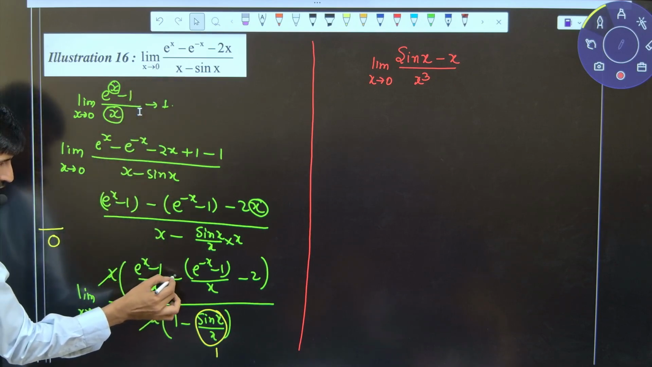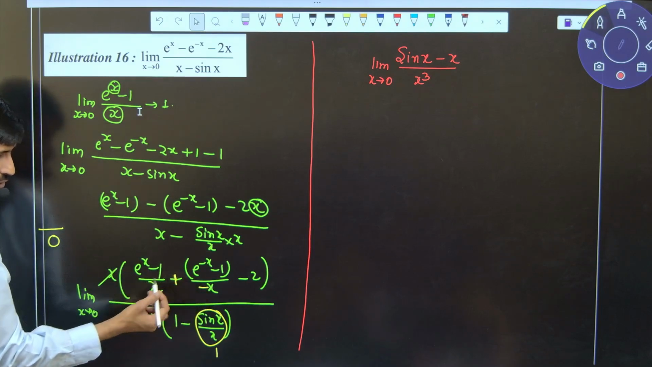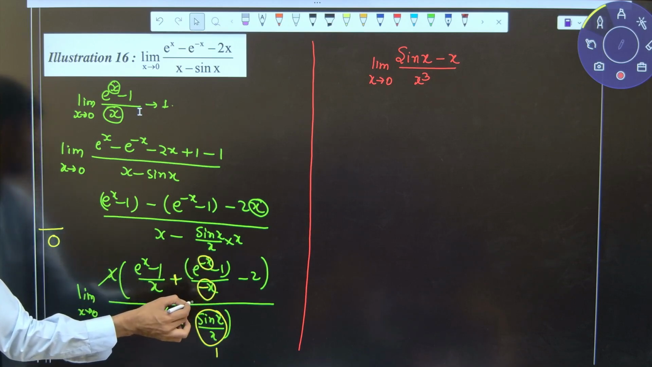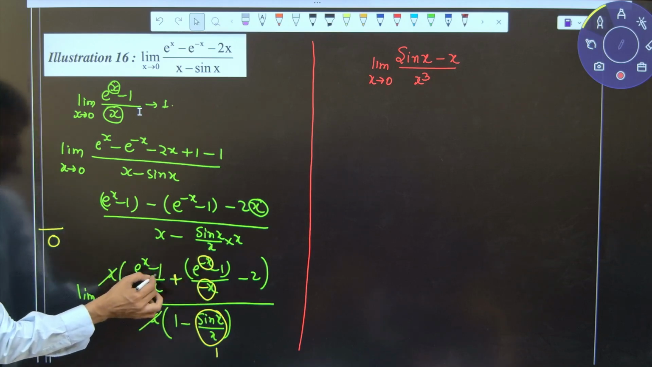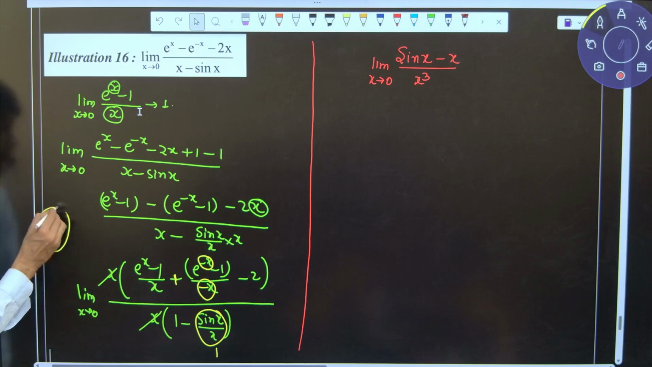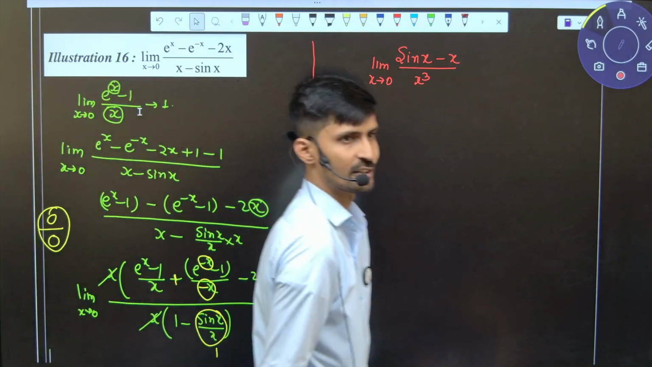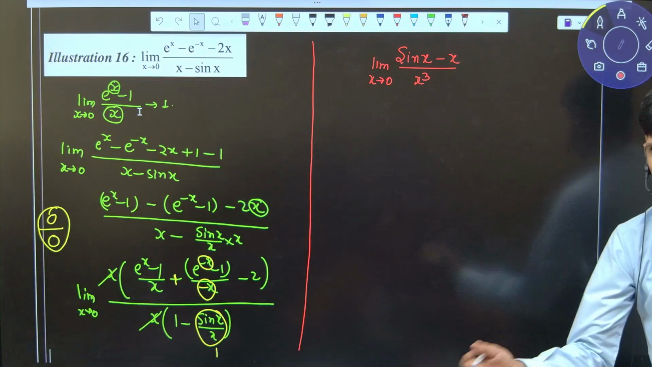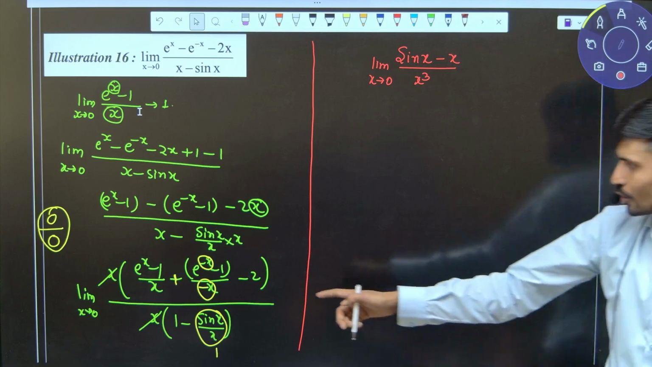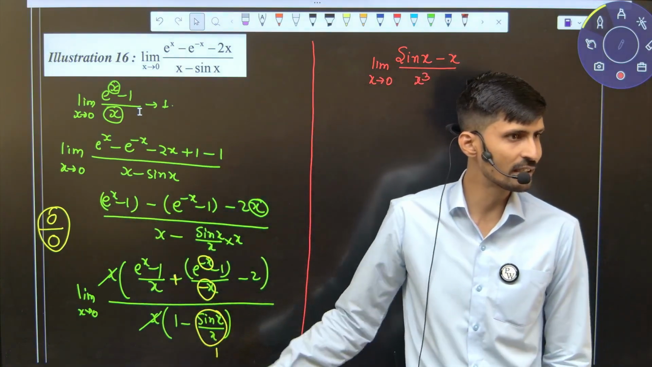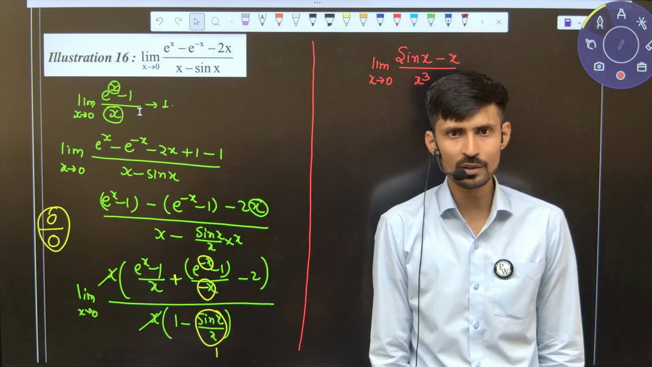This minus x, can I give here? e raised to minus x, both are the same. This will also become 1. So 1 plus 1 is 2, minus 2 is 0. It means after applying the formula also, that question does not get solved. After applying the formula also, it is still 0 by 0. Now we cannot do anything apart from applying the formula.